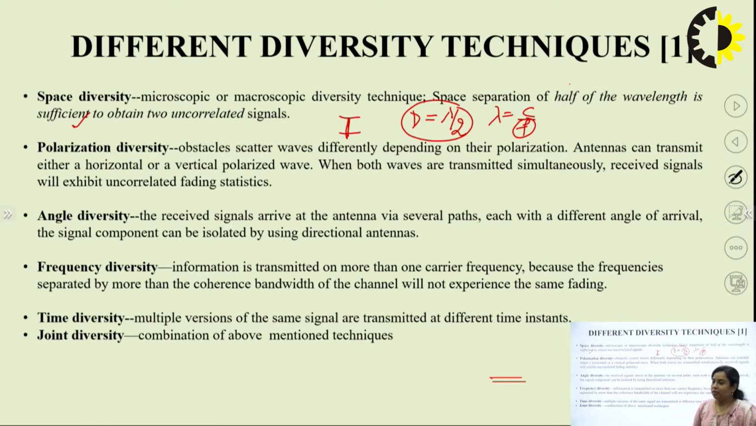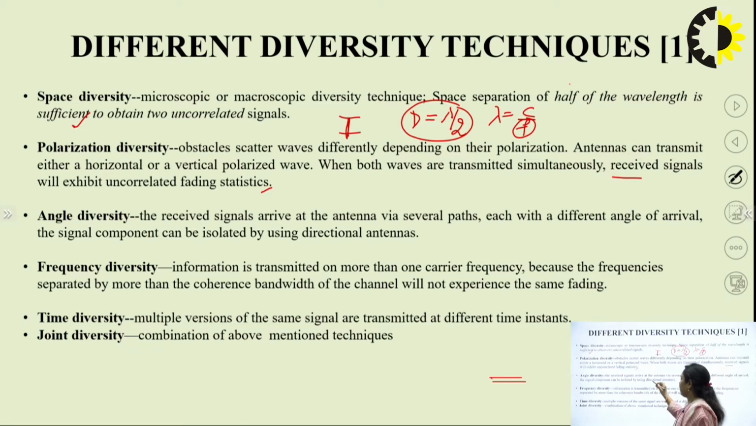Next one is the polarization diversity. Obstacles scatter waves differently depending on their polarization. Antennas can transmit either a horizontal or a vertical polarized wave. When both waves are transmitted simultaneously, received signals will exhibit uncorrelated fading statistics. So, in case of this polarization diversity, the signals will be transmitted depending on the polarization of the antenna. It can be vertically polarized, it can be horizontally polarized, whichever polarization you can consider for the diversity.